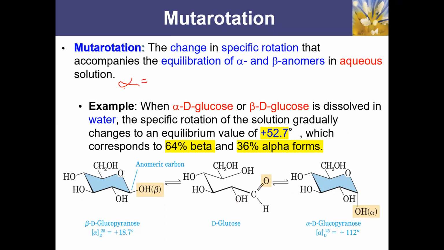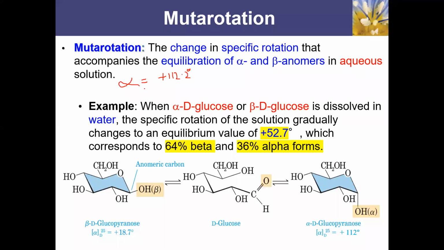It has been found that pure alpha D glucose shows a rotation of plus 112. Can anyone tell me what is plus? Why did I write plus? To which side will the light be rotated? To the right side, towards the clockwise. Very good, right? So it will be dextro, plus.